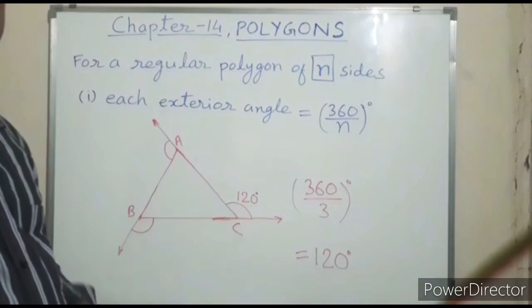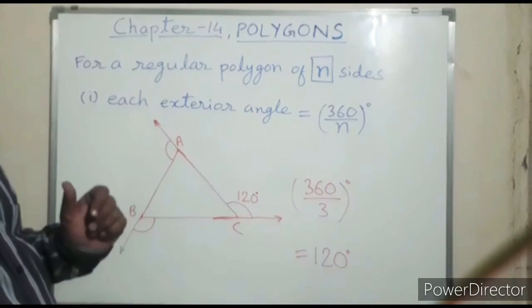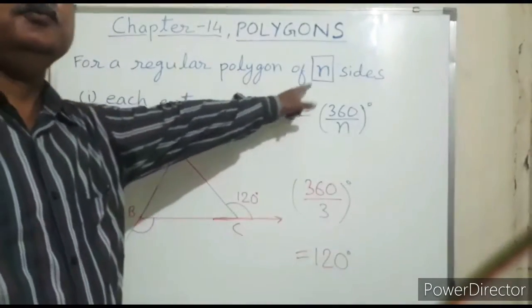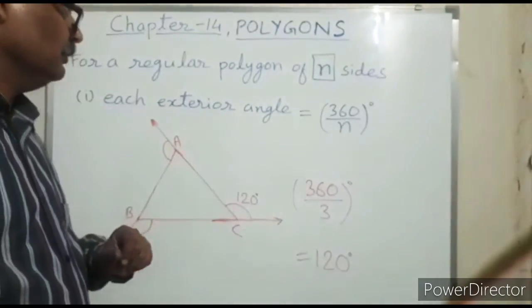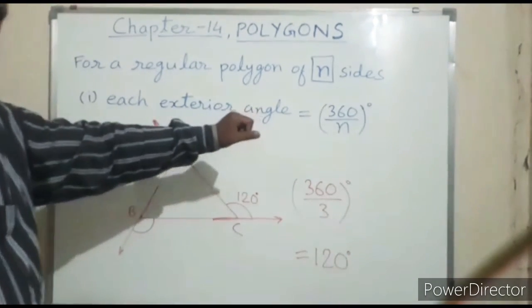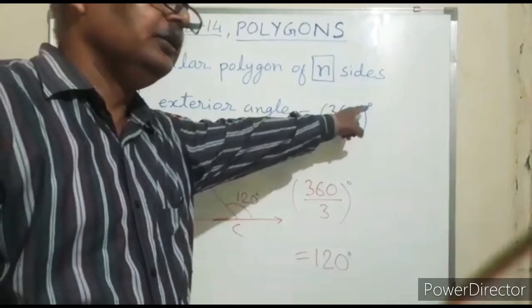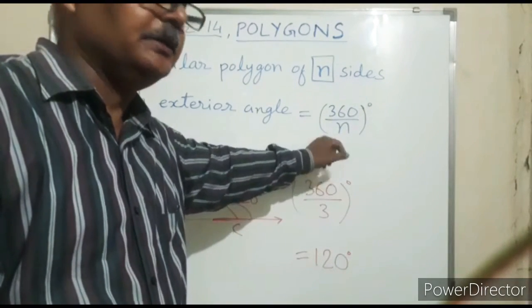Hello students, in this session we are going to see some important formulas for polygons. Let us suppose there is a regular polygon of n sides. n is the number of sides. Then the formula to obtain each exterior angle is 360 upon n degrees. What is n? n is the number of sides.